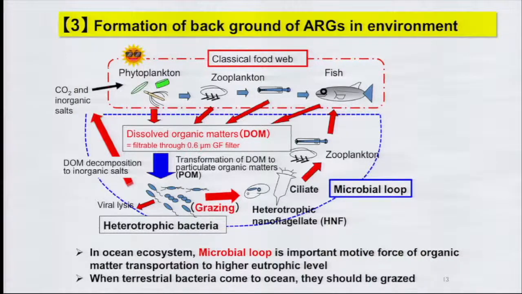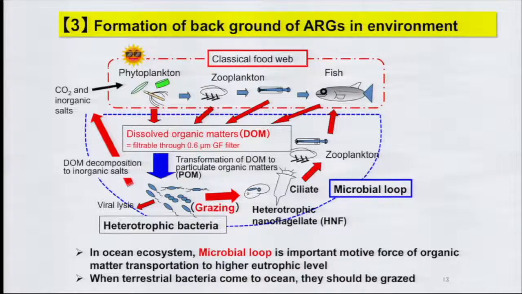So here, I will talk about the formation of the background of ARG in the environment. If you learned the marine food web in high school biology, you will learn this line. Starting from phytoplankton, then to zooplankton, and finally fish. All biota, all living things in this linkage are particulate organic matter. You can see all living things with your naked eyes.